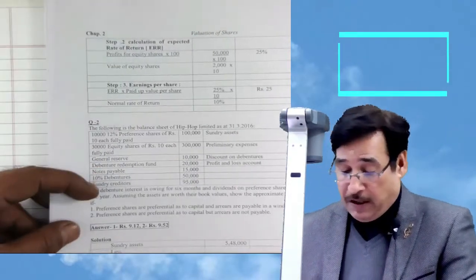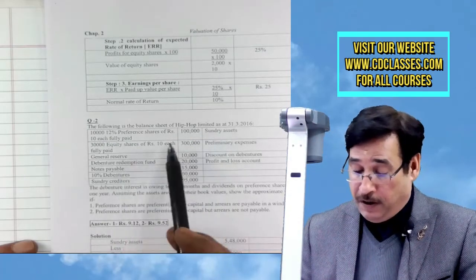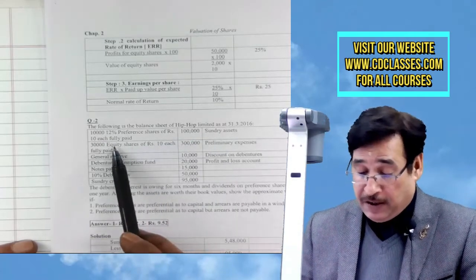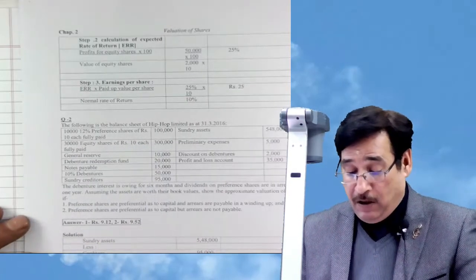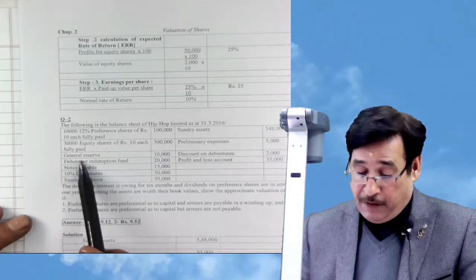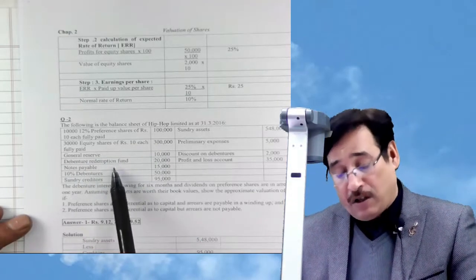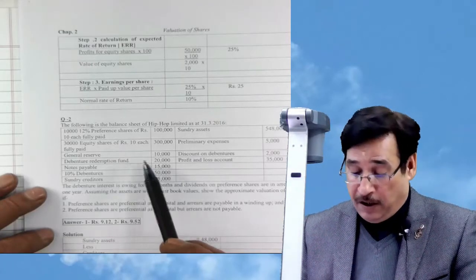Question number 2 says, following is the balance sheet of Hip Hop Limited. In the balance sheet, you can see we have 10,000 12% preference shares of rupees 1 lakh, besides 30,000 equity shares of 10 each, 3 lakh. Then we have general reserve, debenture redemption fund. Now, debenture redemption fund is considered as a free reserve. It is not considered as a liability. Remember one thing, correct? It is an appropriation. So it is not considered as a liability.